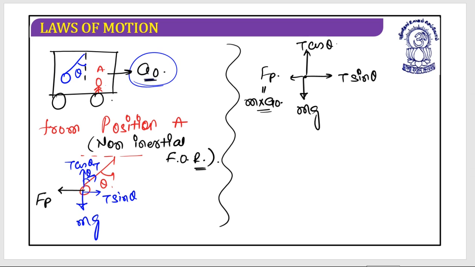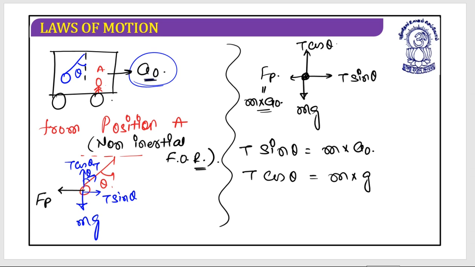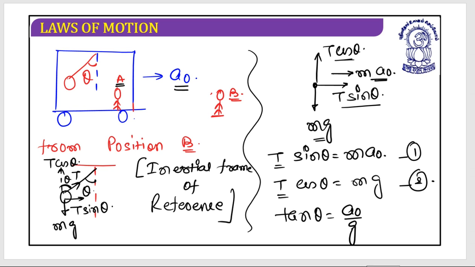Now if I understood this very carefully and I make this at rest, that means T sin theta should be equal to mass times the acceleration. T cos theta should be equal to m into g. Yes, this is the first, and this must be the second. Take a ratio, and tan theta is equal to a naught by g. Now just compare this relation with this.